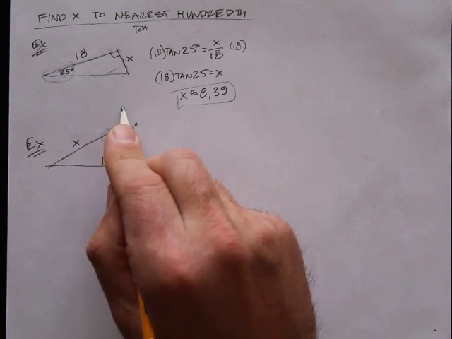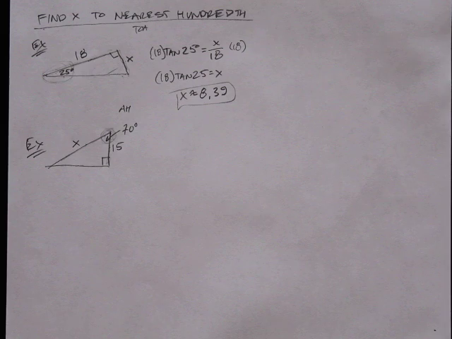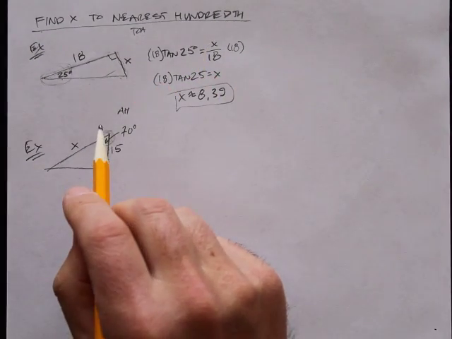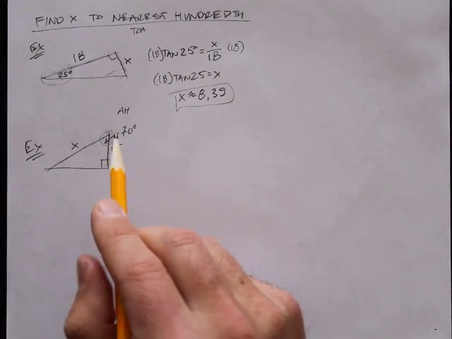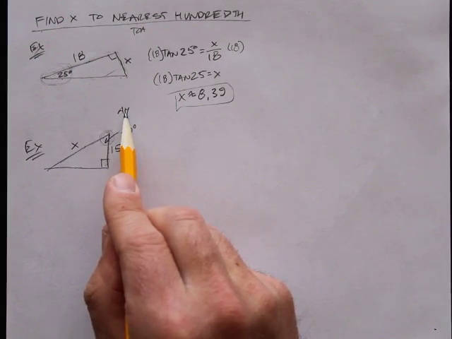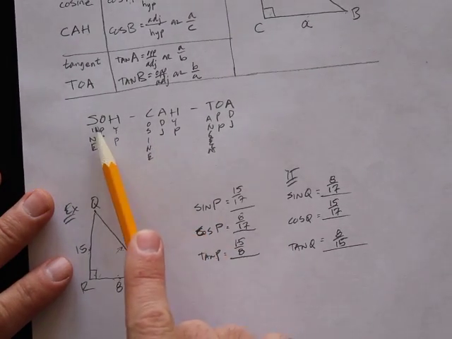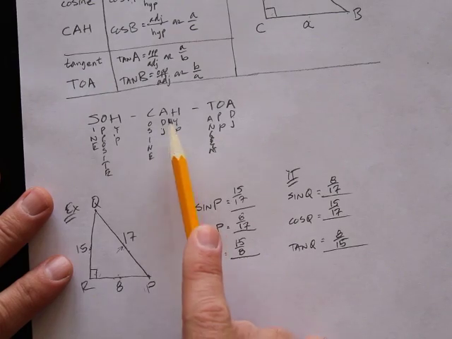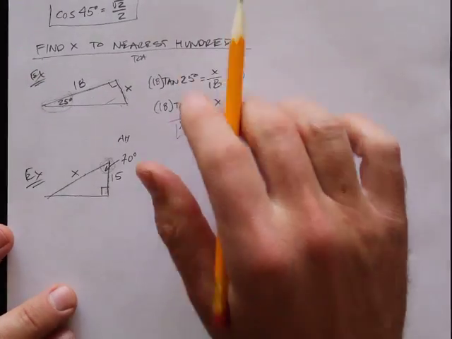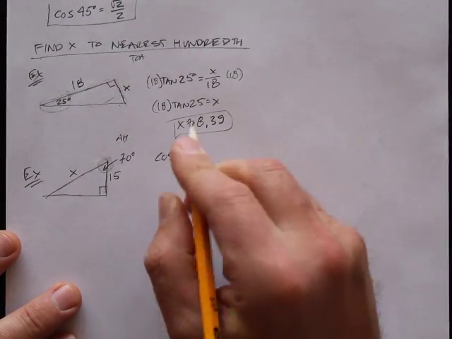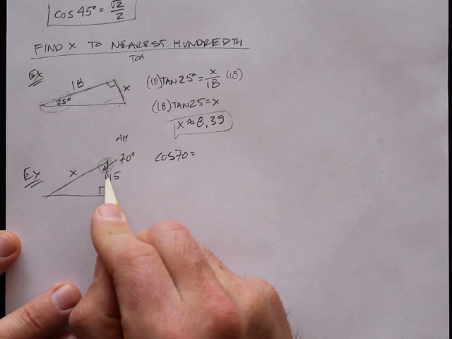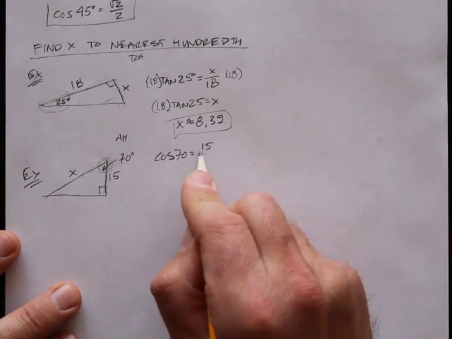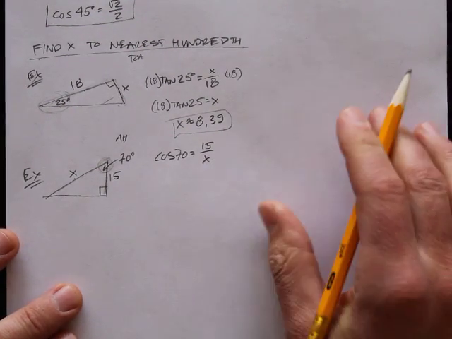So I have to think what trigonometric function or ratio uses adjacent and hypotenuse. So I might look at my notes back here, and I see opposite and hypotenuse, opposite, adjacent, adjacent, hypotenuse. That's what I need. I need the one that starts with C, that's cosine. So I'm going to say cosine of 70 degrees equals adjacent, which is 15, over the hypotenuse, which is x.